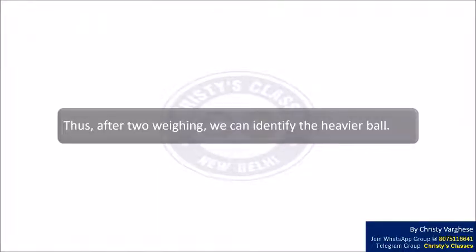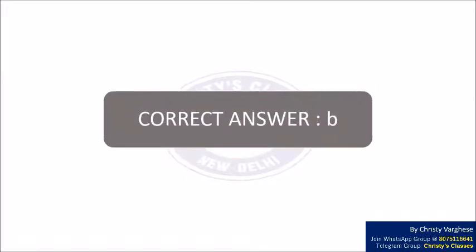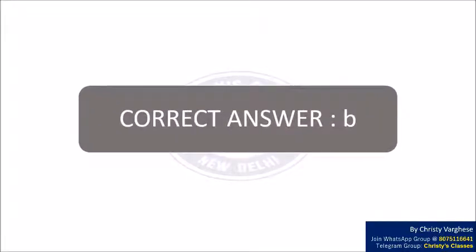Thus, we can clearly say that after 2 weighings, we can definitely identify the heavier ball. That is, the least number of weighings using a two-pan balance needed for definitely identifying the heavier ball in this case is 2. So, the correct answer is option B.